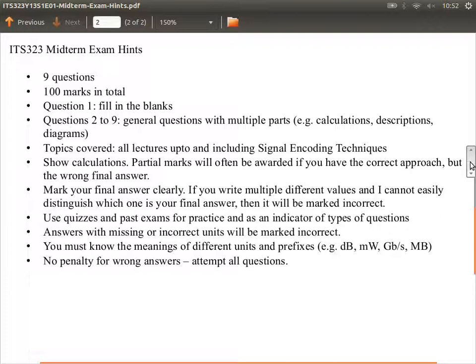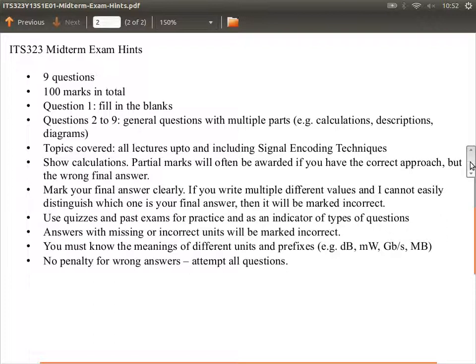Always give units when appropriate. If you don't give units or you give incorrect units, then you'll lose marks, and you may get zero marks. If it's a simple question, like what is the wavelength, and you don't give a unit of meters, then in some cases I've said, okay, zero, even if the value is correct. So units are important.